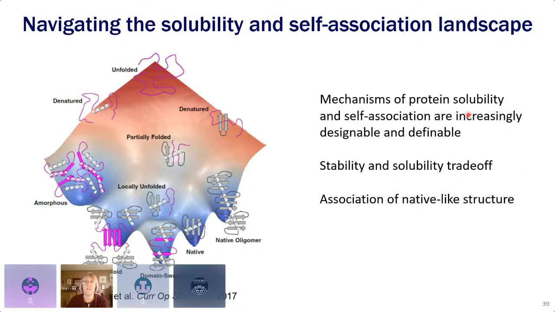And so as a summary, I think that solubility and self-association are increasingly understandable and therefore designable and definable using things like amide exchange. In terms of engineering proteins, there's a stability-solubility trade-off that was kind of unexpected. And I think native-like structure can be significant in both stable proteins and unstable proteins. You don't necessarily get proteins that are naturally folded when they're unfolded tending to associate. Partially folded things, native-like things, are the things that tend to associate.